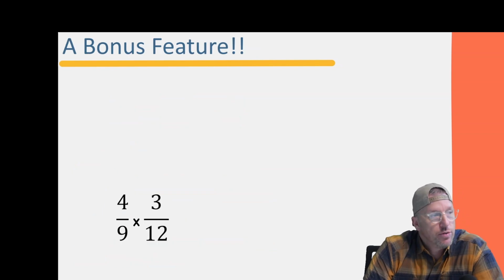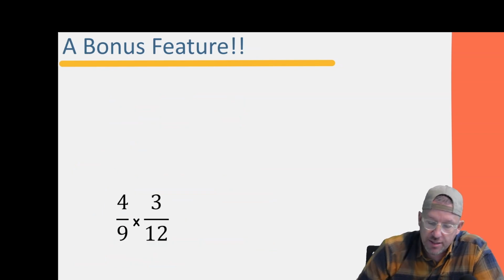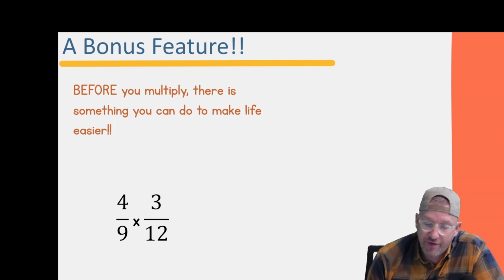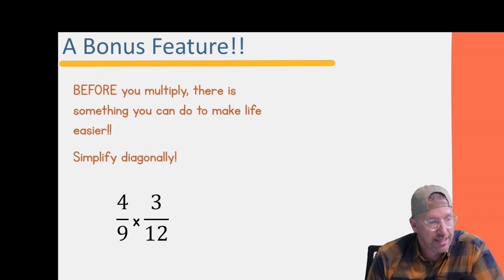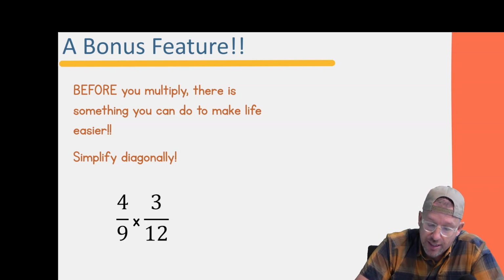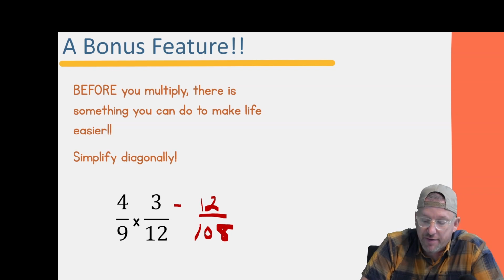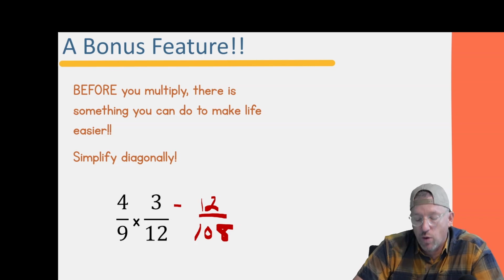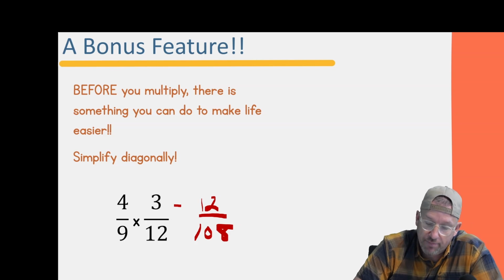All right, let's go. Now, bonus feature, talked about this in the other videos as well. If you don't know about simplifying by working diagonally, this is the thing you want to get into, because it makes your life so much easier. If I were to simply multiply across, just like normal multiplication tells us to do, I would say, what's 4 times 3? Well, it's 12. And what's 9 times 12? It's 108. And then I would have to go through this long process of simplifying. Well, I don't want to do that, to be quite honest with you. So let's try a different route. Let's say we simplify diagonally.